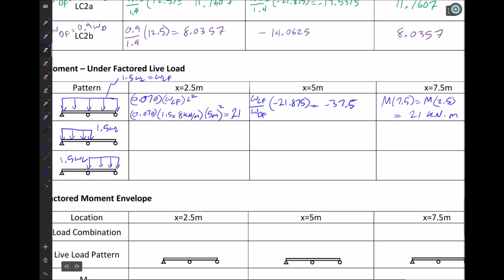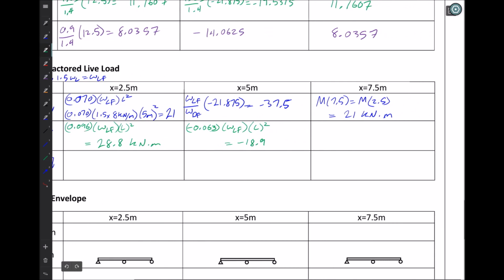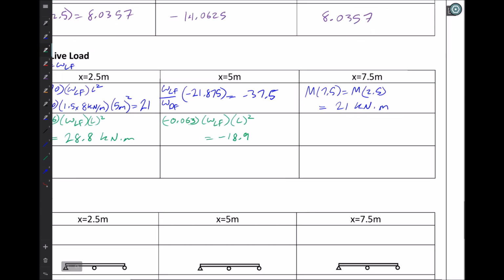So I have 0.096 times our live load factored times L squared. And plugging in all those values, I have 28.8 kilonewton meters. And at x equals 5 meters, I've got minus 0.063 multiplied by live load factored multiplied by L squared, giving me minus 18.9.